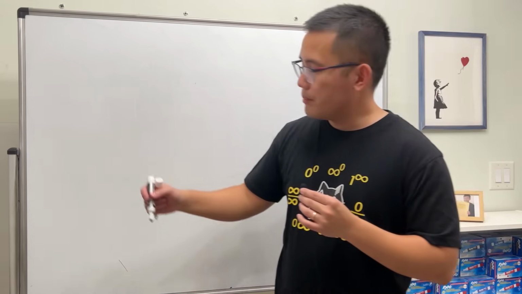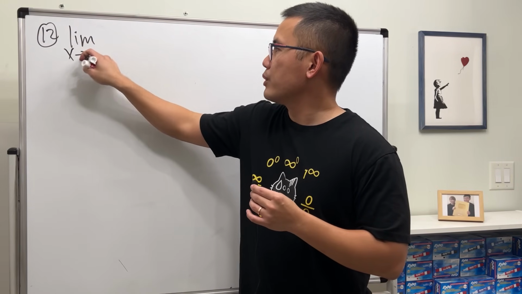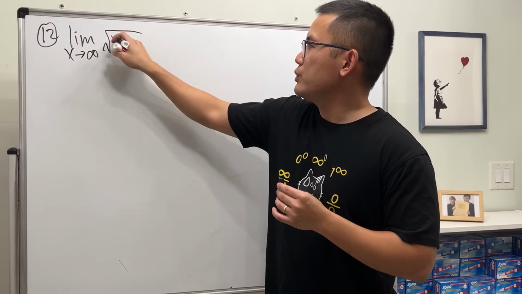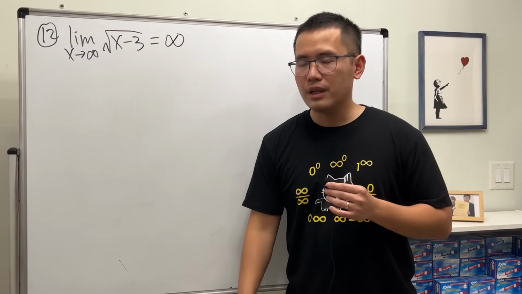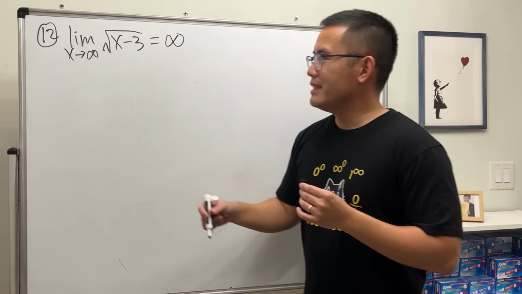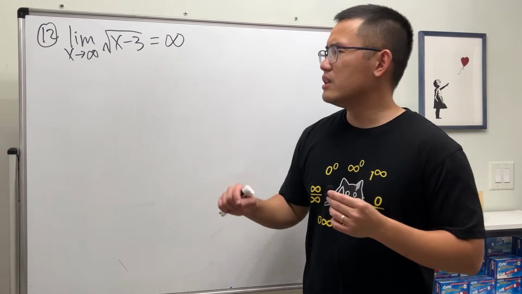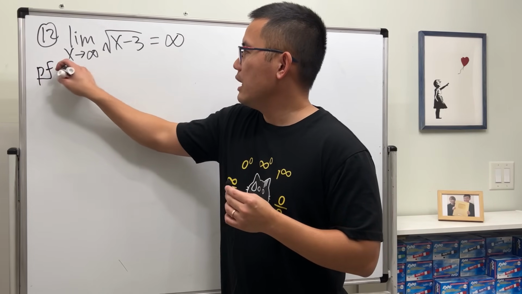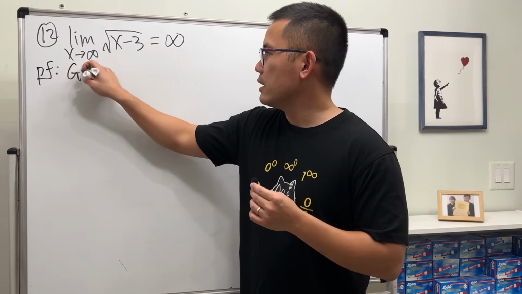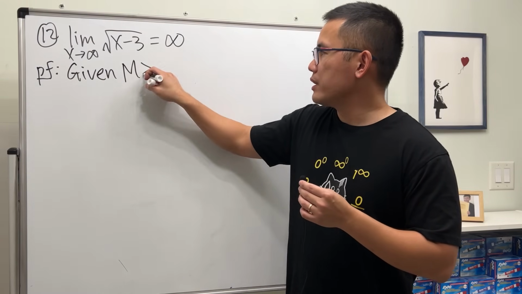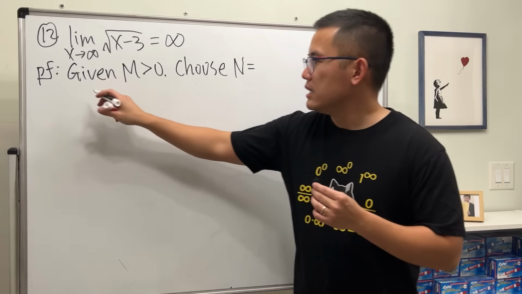All right, now number 12. Here, let's prove the limit as x approaching infinity of square root of x minus 3. This right here will be approaching infinity as well. So how can we make this work? It's kind of similar to the square root example that we did earlier, but you'll see it's slightly different. Here, for infinity use M, for this infinity use N. So given big M greater than 0, choose big N, don't know yet.